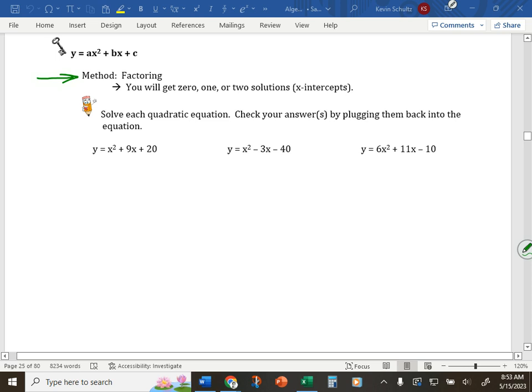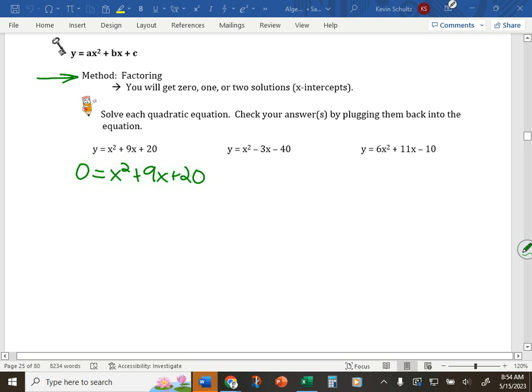First of all, what does it mean to solve a quadratic equation? Find the x-intercepts. What do we know that y equals? 0. Okay? So first, we're going to rewrite this to be 0 equals x squared plus 9x plus 20 because we're setting y equal to 0. We are looking for the x value or values that make this equation 0. Those are our x-intercepts.